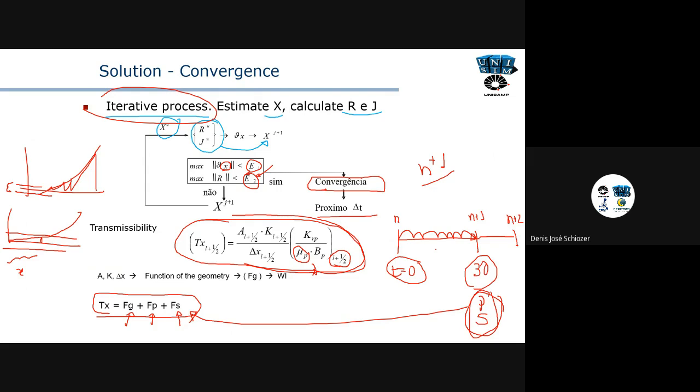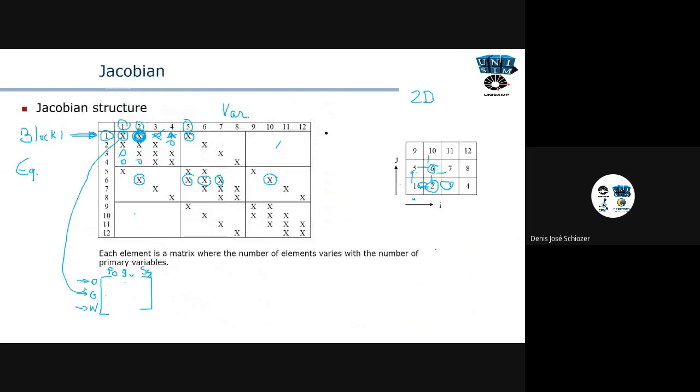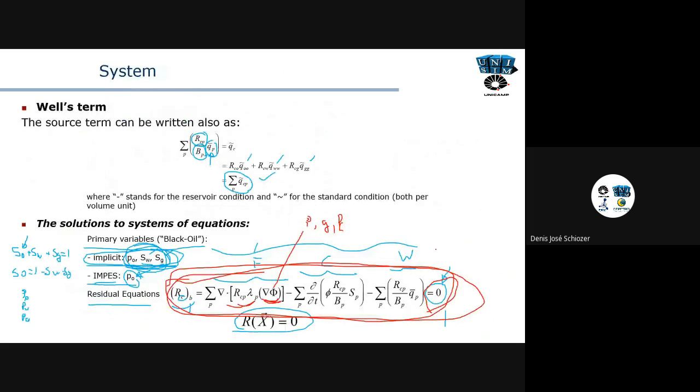And next class, we're going to detail a little bit more the consequences of solving these iterative procedures. We're going to see how the grid influences this iterative procedure, how we treat these three terms, in particular the well term, which is very important, and so on. So I think for today, the important message that I was trying to pass is this. I tried to show the equations that we solve, which is this one.